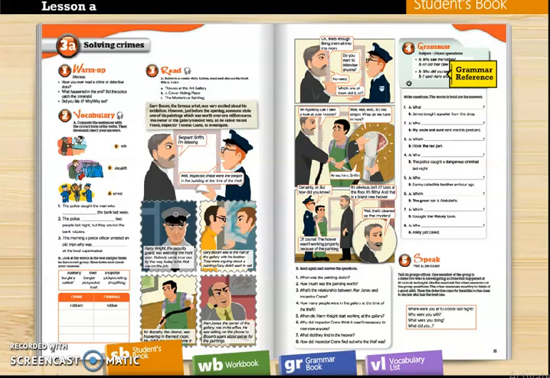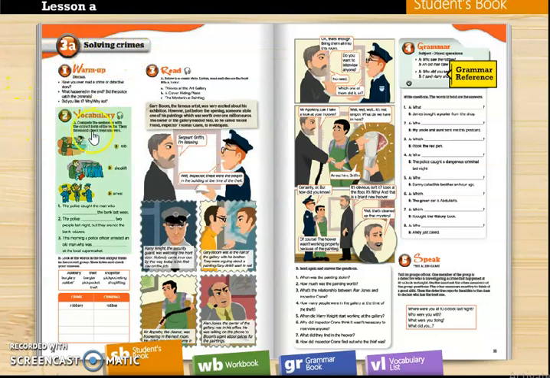Today we're going to study the first lesson of Module 3 of our book Full Blast 6. The title is Solving Crimes. To solve means to find an answer. Crime is the act of doing something illegal or against the law.